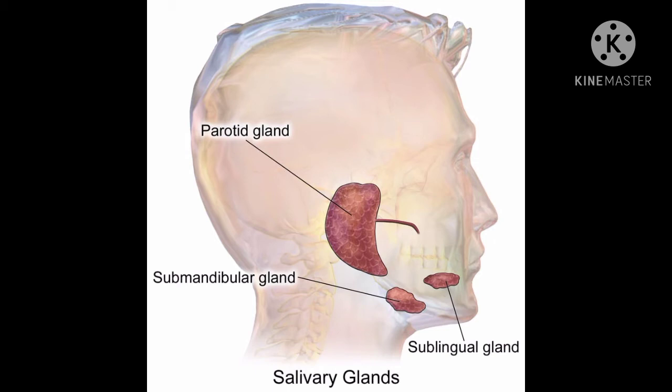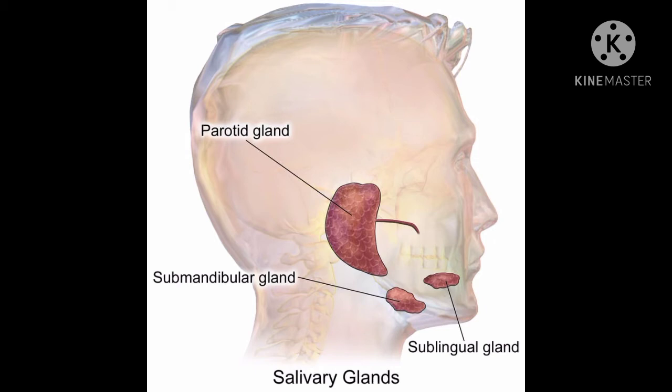Third, sublingual gland. These glands are located under the floor of the mouth and below either side of the tongue. These glands are made up of serous and mucous cells. Sublingual glands open in the floor of the oral cavity through the duct of Rivinus.